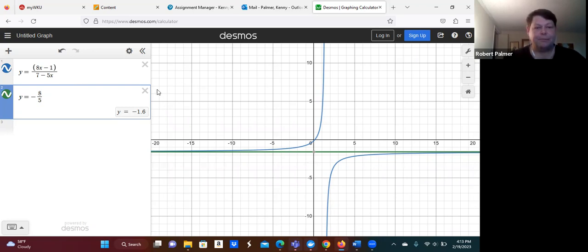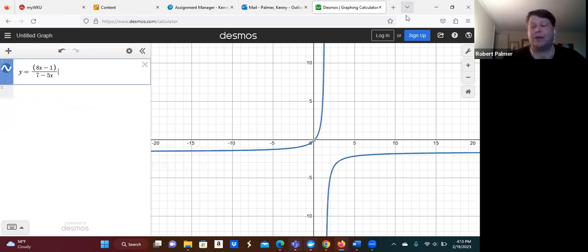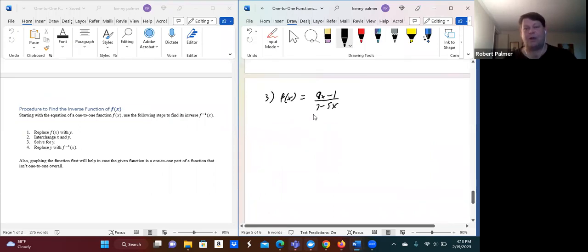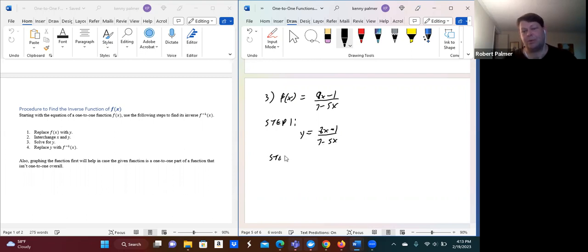Okay. Now, so let's talk about how to do that then. We'll do the same 4 steps. So step 1 is once again we want to just call this y equals this, 8x minus 1 over 7 minus 5x. Okay, step number 2, switch your x and y's everywhere.